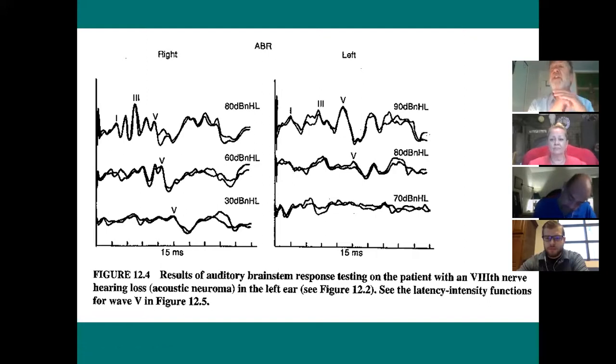This is for brain tumor finding, or eighth nerve tumors. So look at the right ear. All 5 peaks there at 80 again. You go down to 60, you still see some peaks. Go down to 30, you can still see a peak 5. Good. Now the left ear.